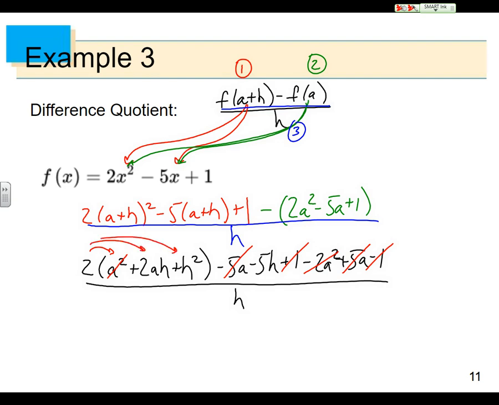I get to there, every term that's left has an h in it. So if I distribute that 2, I get 4ah plus 2h squared minus 5h, all over h.